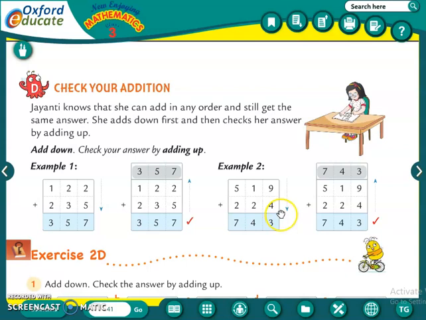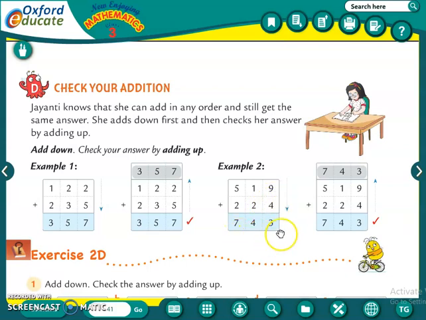So whenever we are starting, we will start from the ones place. 9 plus 4 is equal to 13. So we have to write here 3 and we will write here the carried number 1. Then 1 plus 1 is 2, and 2 plus 2 is 4, and 5 plus 2 is 7. So this is the addition that we are doing, add down.